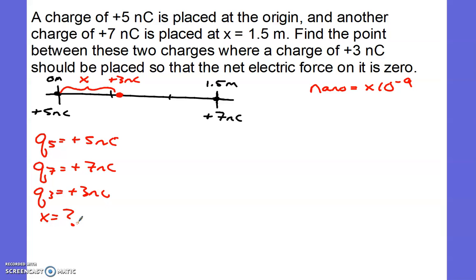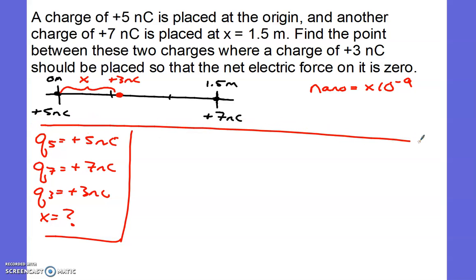And the way we're going to do this is we're going to say that the force on charge 3 because of charge 5 is equal to the force on charge 3 because of charge 7. So this is not force 35 and force 37. The way that the notation reads is the force on 3 because of 5, and this is the force on 3 because of 7. So they're going to cancel each other out.